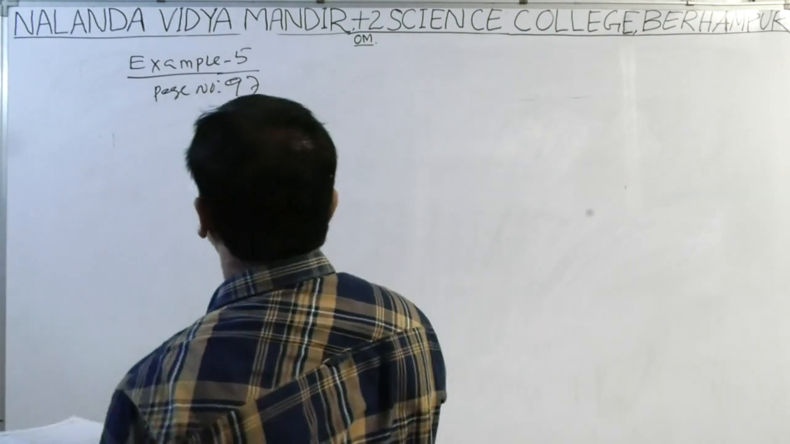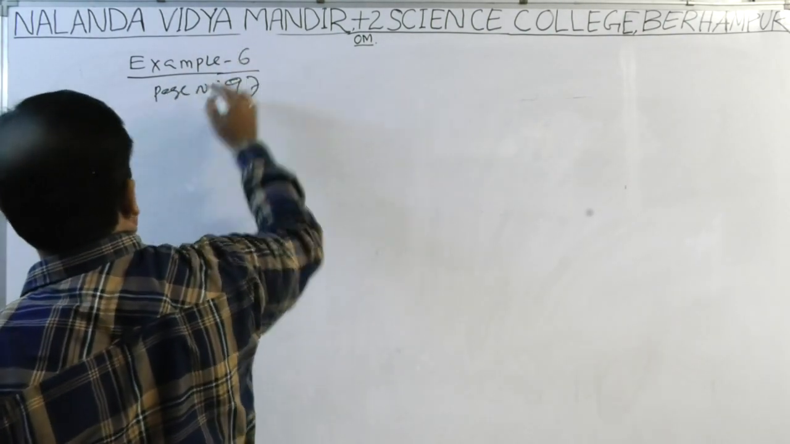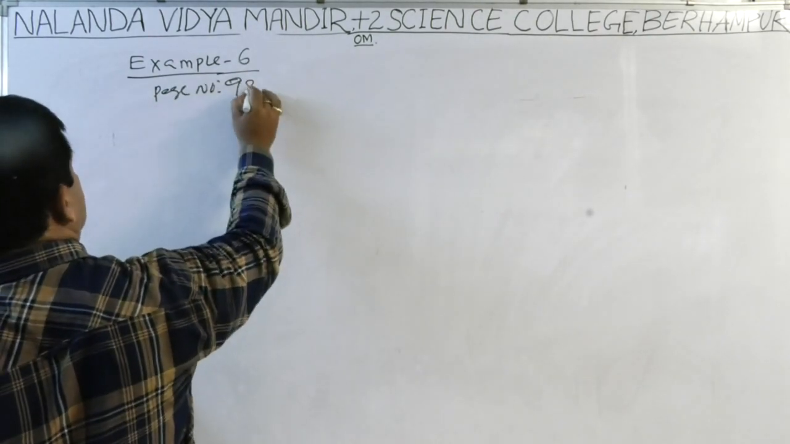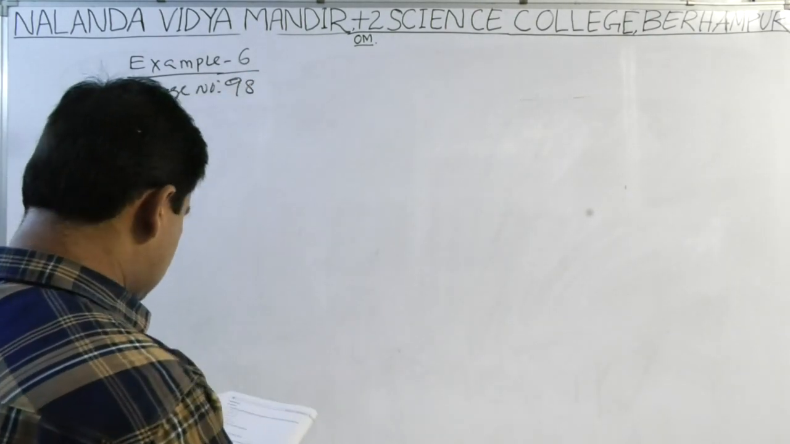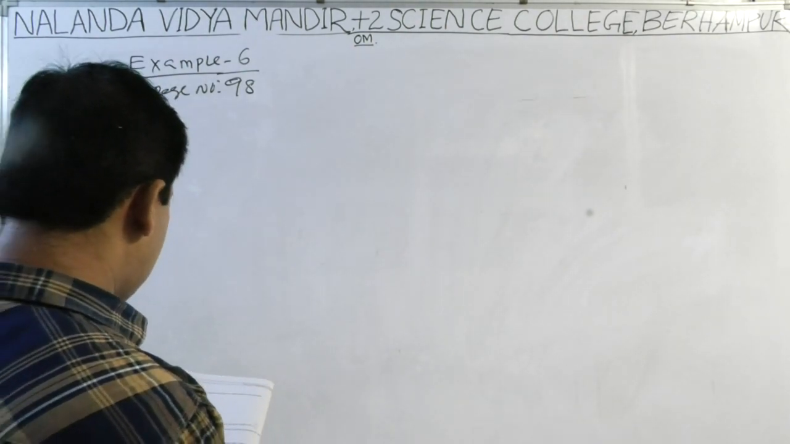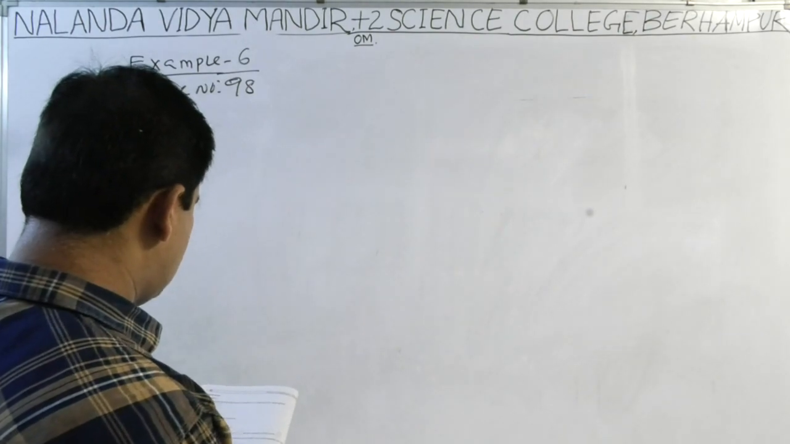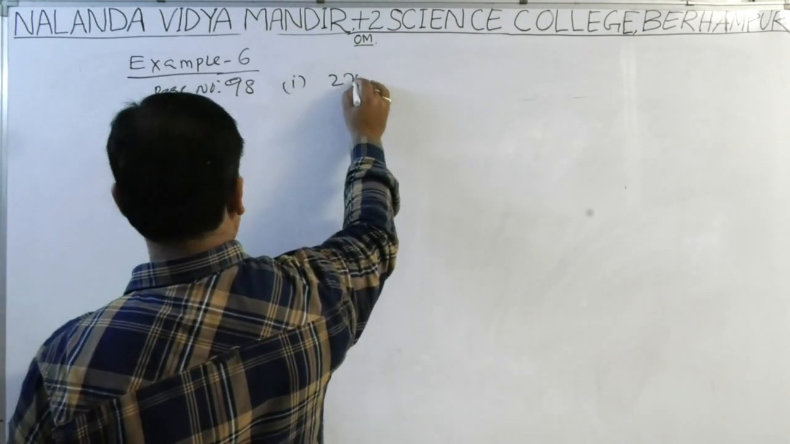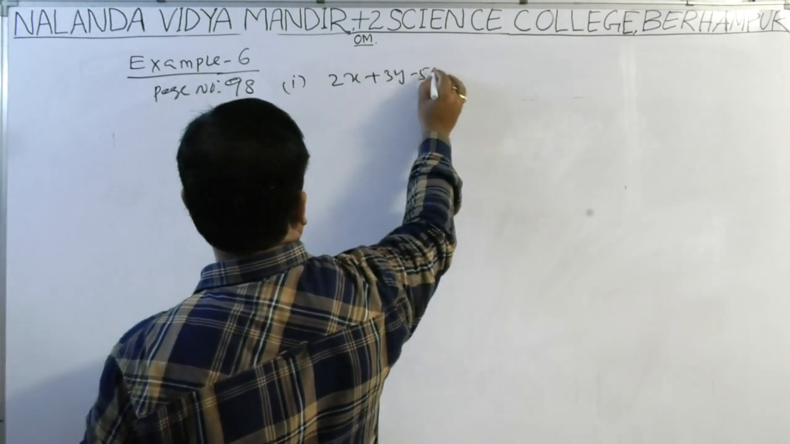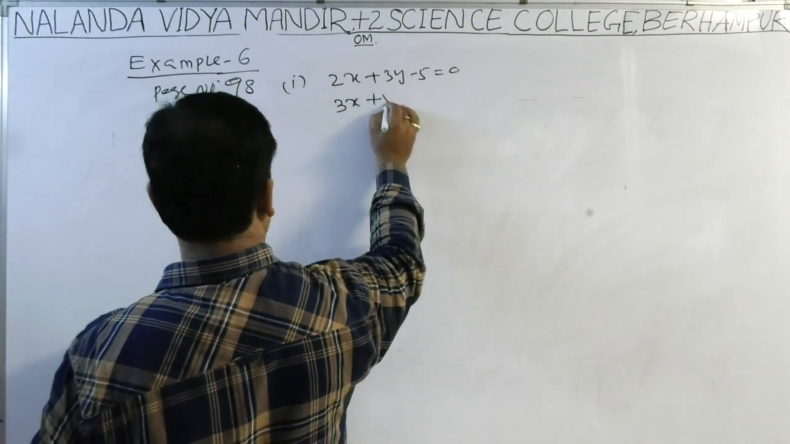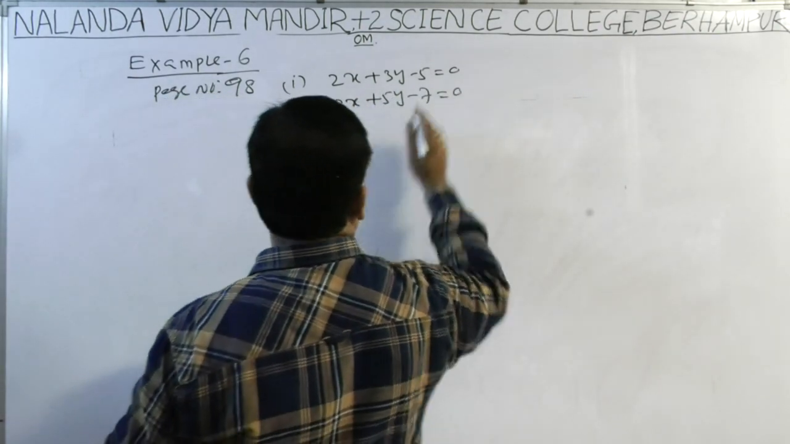Now example 6, page number 98. Example 6 says: transpose the following system of equations into a single equation using matrices. First question is 2x plus 3y minus 5 is equal to 0, and second one is 3x plus 5y minus 7 is equal to 0.